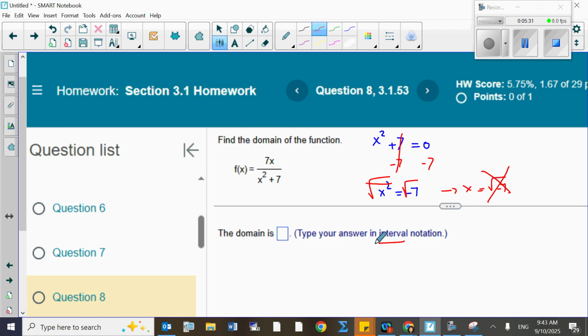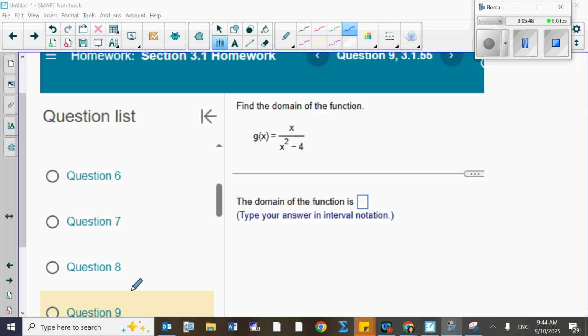So if I want to write it in interval notation, I'm going to write negative infinity to positive infinity. And sometimes we don't even need to write the positive here. So we can just write negative infinity to infinity.